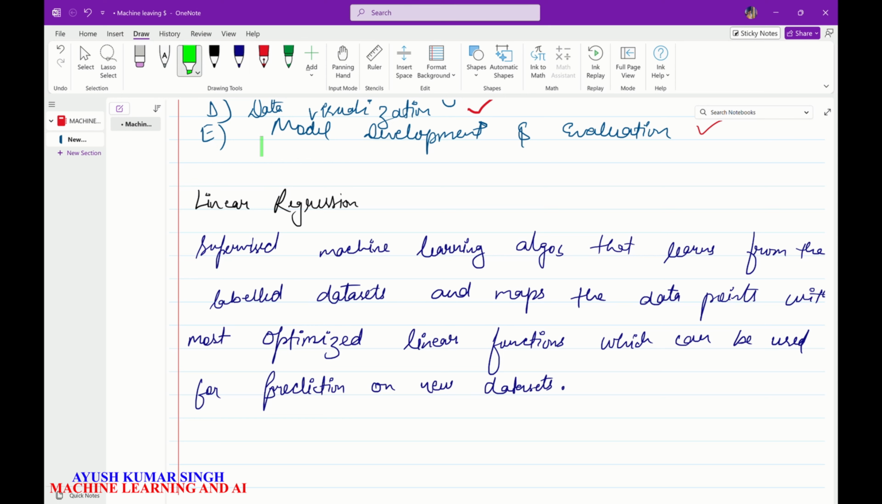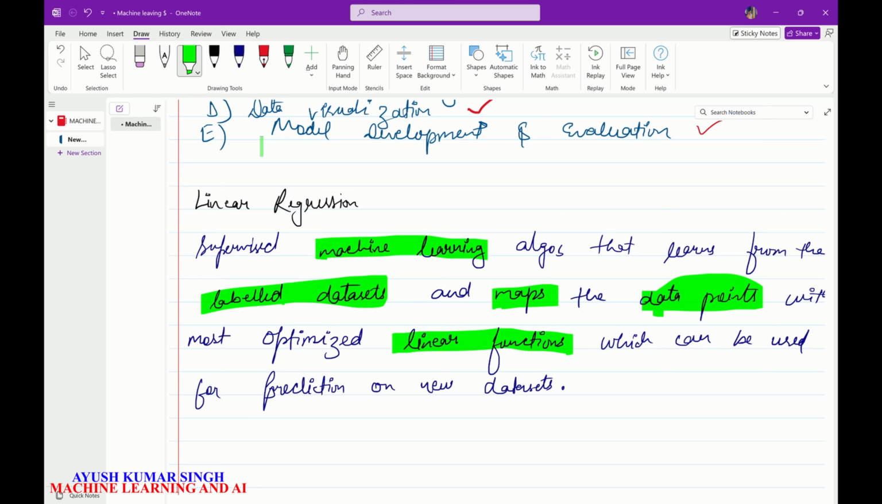So let's understand it in more depth. Linear regression is a supervised machine learning algorithm that learns from the labeled datasets and maps the data points with the most optimized linear function, that is important, which is used to predict on new datasets. So it basically helps us in doing prediction.